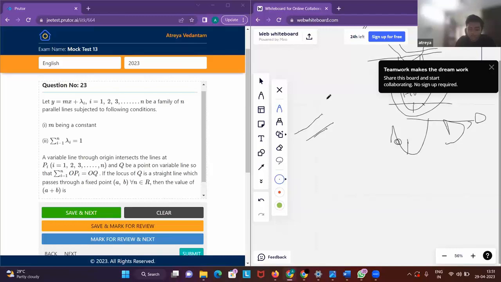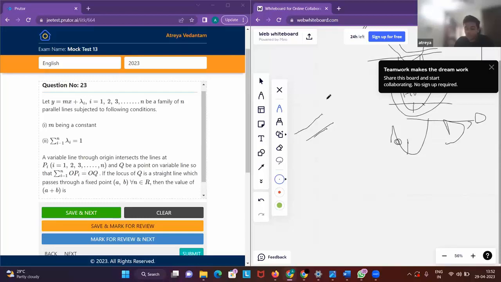So first we have y is equal to mx plus lambda i, right? Let us say the variable line that's passing through the origin has the form y is equal to nx. Okay. So where do these intersect? nx is equal to mx plus lambda i. So x is equal to lambda i by n minus m, right? And clearly OPi, since it lies along the variable line, is simply x times square root of 1 plus n squared.